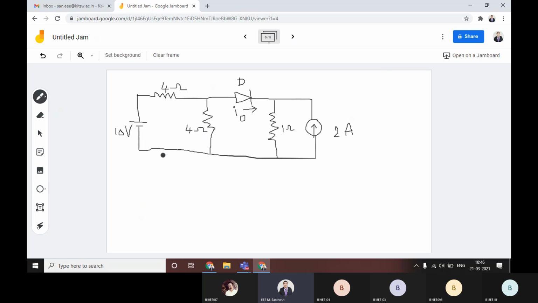After drawing this circuit, you note it down there. Find the current through the ideal diode D.